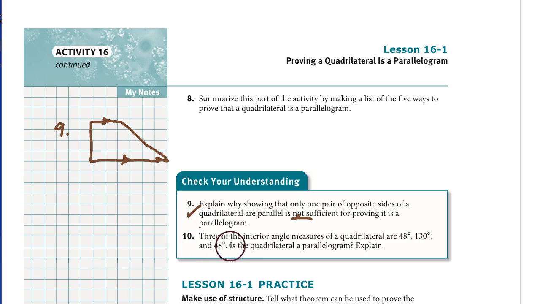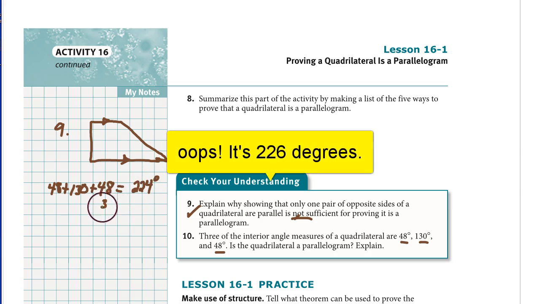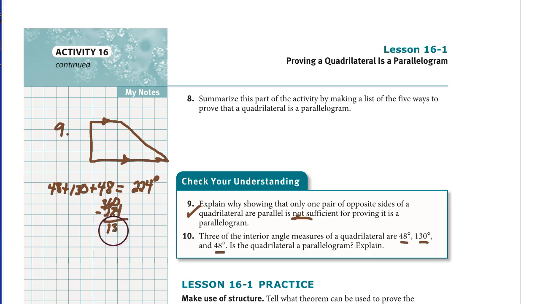Now problem 10. 3 of the interior angle measures of a quadrilateral are 48 degrees, 130, and 48 degrees. Is the quadrilateral a parallelogram? Explain. To answer this question, we use a theorem that we discovered earlier about quadrilaterals. The 4 angles in every quadrilateral sum to 360 degrees. So if these 3 angles are in a quadrilateral, we could add them together to see what they sum to. 48 plus 130 plus 48 is 224 degrees. 360 minus 224 is 136 degrees.